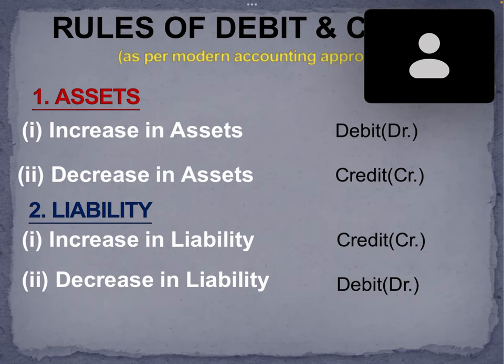All right, so the rule in respect of asset says, asset means basically whenever we are preparing the asset account, you have to keep these things in mind. If there is an increase in the value of the asset, then such amount or such increase needs to be recorded on the debit side of the account.